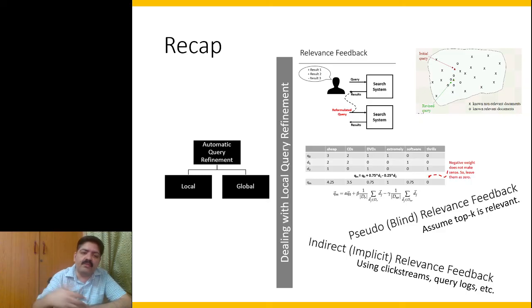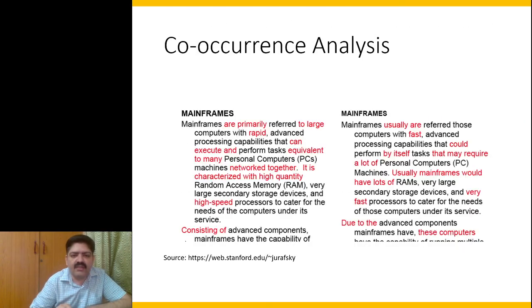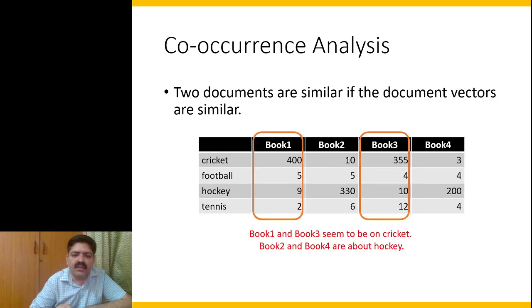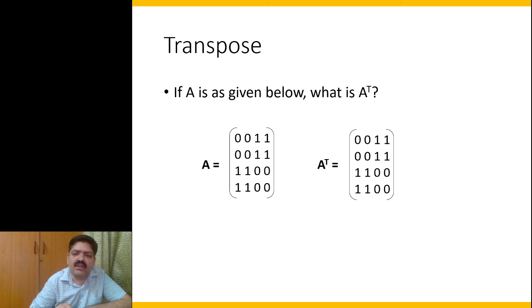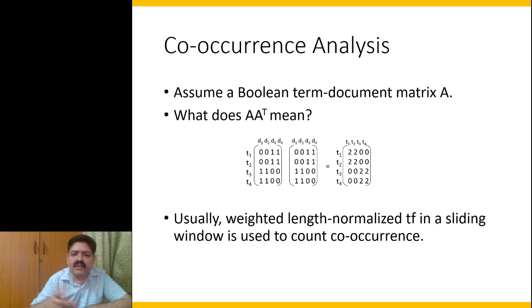On the topic of thesaurus, the natural question is how to generate a thesaurus automatically from the data that we have. So by looking at the documents, we could generate one using co-occurrence analysis, and I showed you a simple technique to do co-occurrence analysis, which works by multiplying a matrix with its transpose.